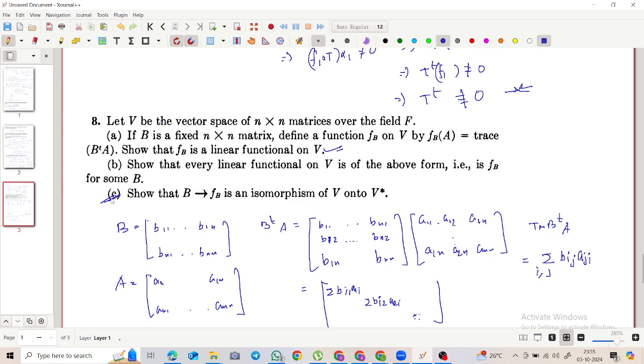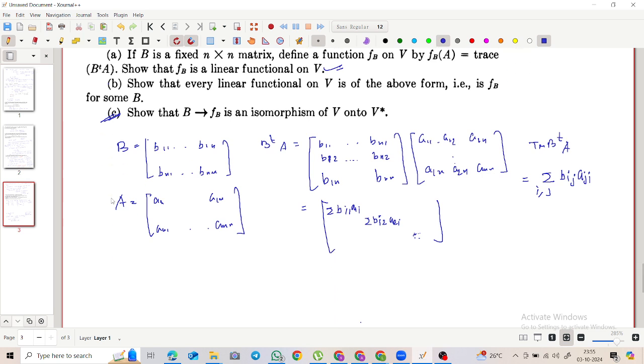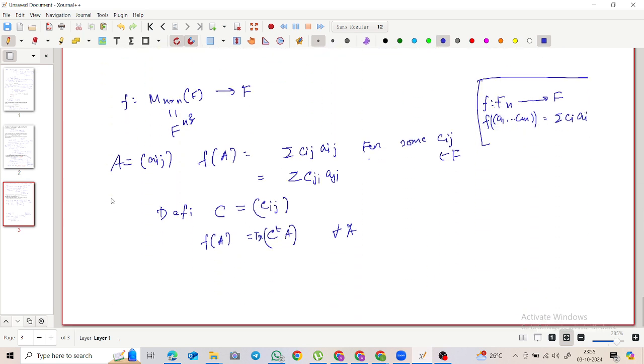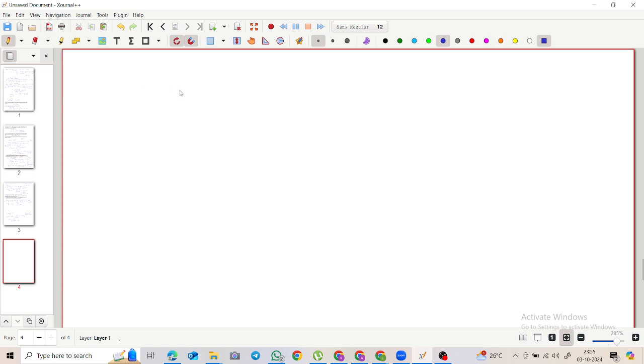Can you complete this? Like B to f_B is an isomorphism from V to V star. See, this actually shows that the map is surjective. Like V to V star, you are going from B to f_B, right? If you call it theta, this shows theta is surjective, isn't it? Because every map from V star is of this form, right? So to finite dimensional. Yeah, very good. So theta is bijection.